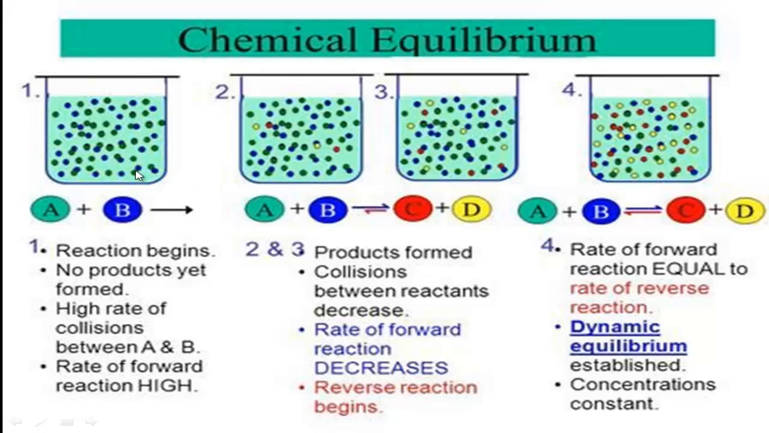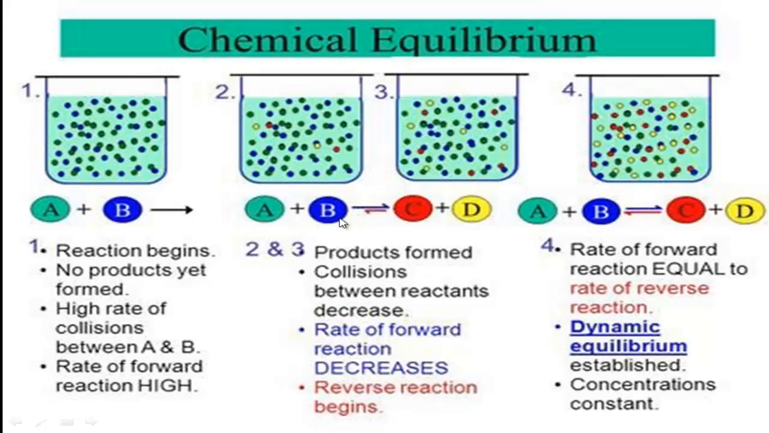These pictures actually show different steps of a reaction. Our reaction is this, where A and B are reactants and C and D are products. In the first state, what do we see? Only reactants are present. No products are present at the first time of a reaction. So here the rate of forward reaction is very high, collisions between reactants are also high, and the reaction begins in this state.